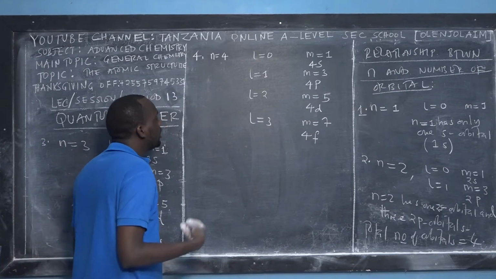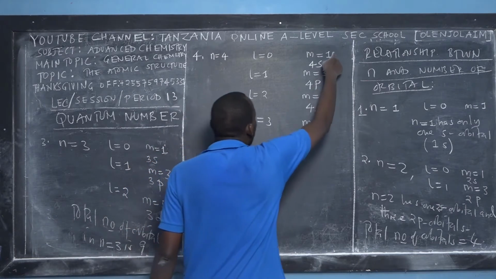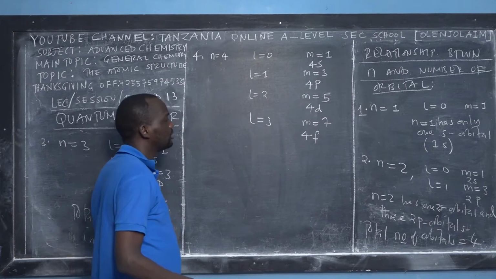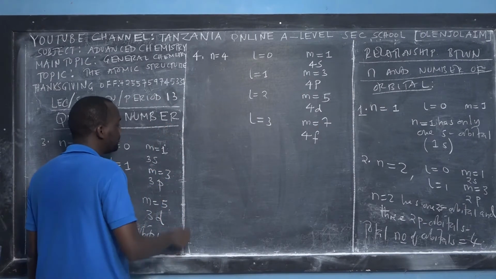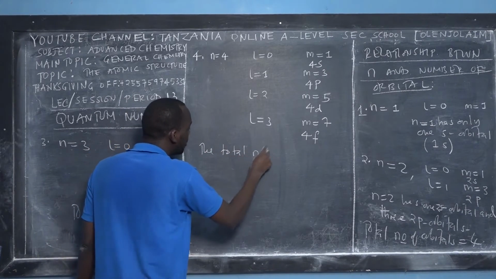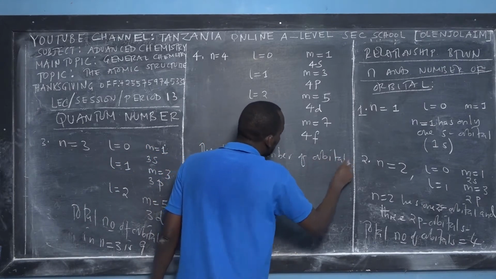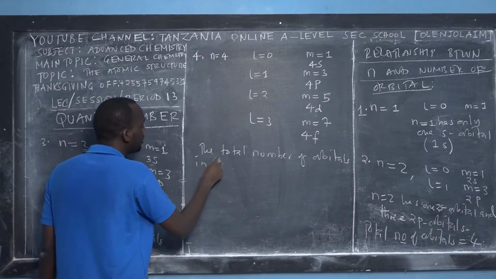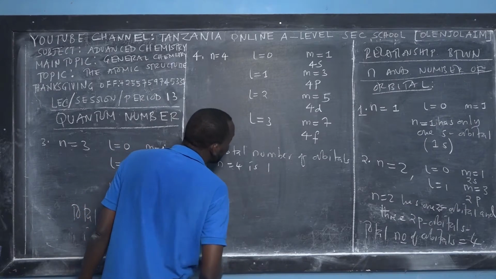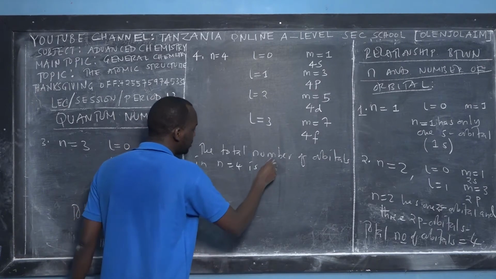So in total, how many orbitals do you have when the principal quantum number n is equal to 4? You have 1 plus 3 is equal to 4, plus 5 is equal to 9, plus 7 is equal to 16. So we say that the total number of orbitals in principal quantum number 4 is 16. Interesting, so it's 16.